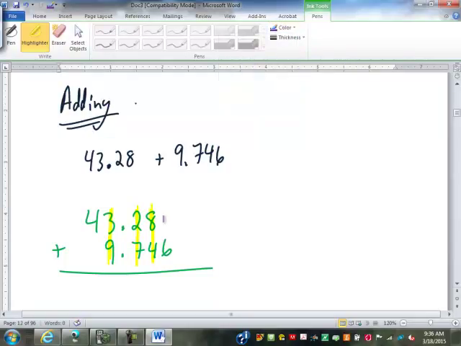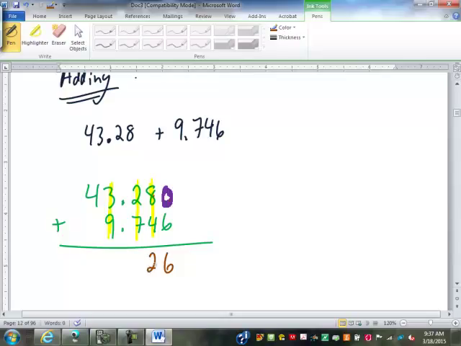So now I'm going to go ahead and fill in a 0 here. Oops, that's not what I wanted, but it's okay. 0 plus 6 is 6. 8 plus 4 is 12, so 2, carry the 1. 1 and 2? 3 plus 7 is 10, so 0, carry the 1.